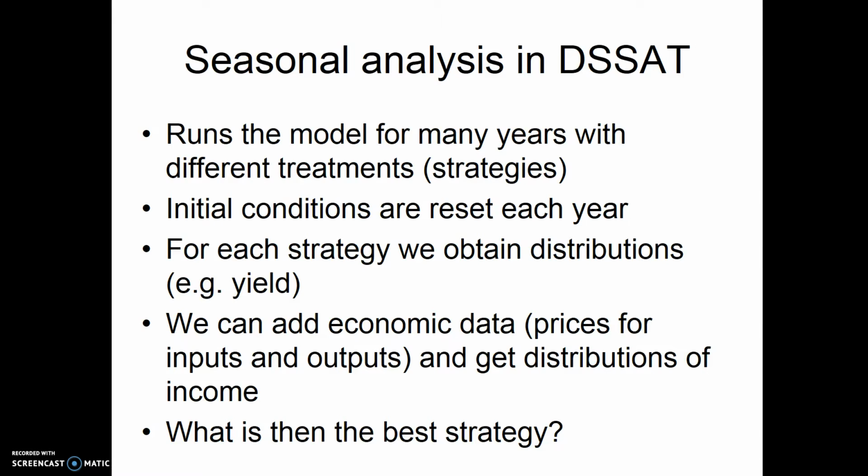And for each strategy, after running the model, we can get the distribution of different variables, like for instance yield. We can add economic data, the cost of different inputs or the prices of inputs and outputs, and get the distributions of income. Once we have the distributions, we will ask what is then the best strategy for this case.